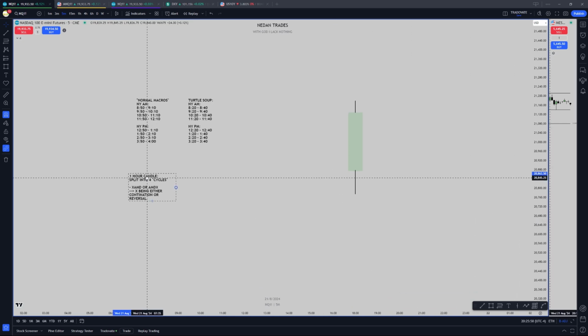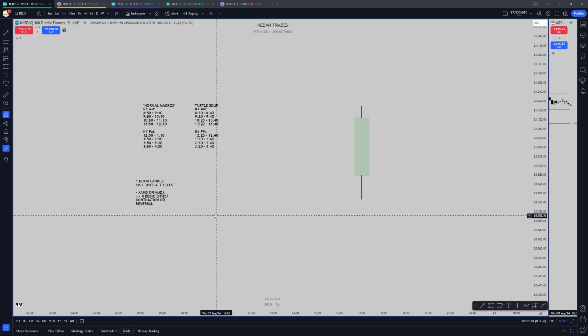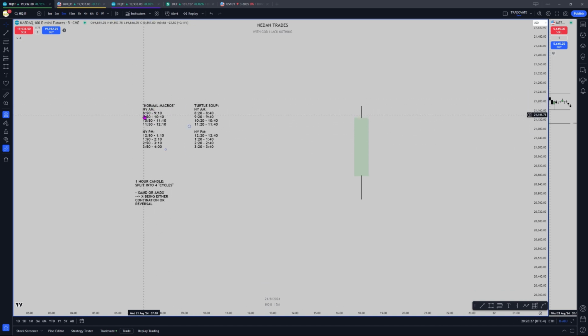When we look at the macros, you notice how it's the last 10 minutes and the first 10 minutes of a previous 1 hour candle and a new 1 hour candle. So from 8:50 to 9:10, based off what 8 o'clock to 8:45 did, you can base what the 8:50 to 9:10 macro will do.